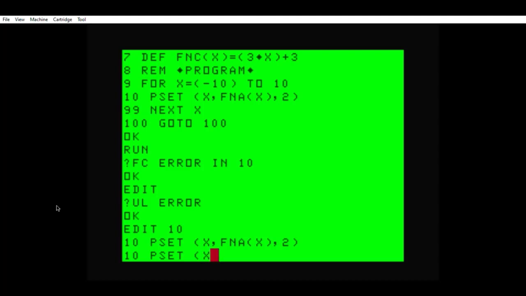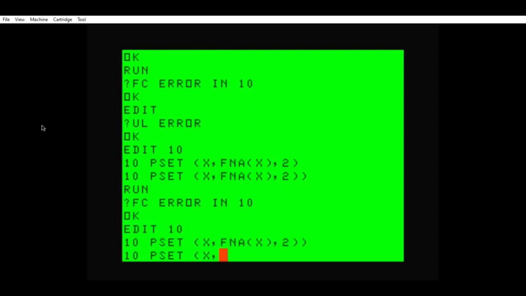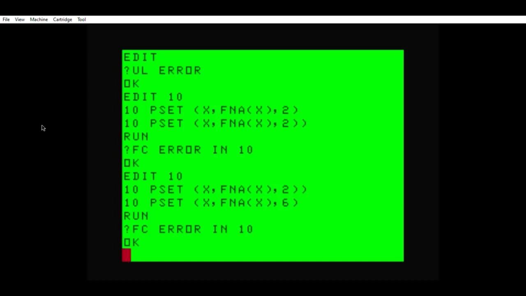X, comma, function A with its input of x, comma 2. Now I can't imagine what's wrong here, but I think I need another parenthesis. Nope. Now what could possibly be wrong there? Let me check this against something that I know works. Okay, I think the problem here is that I can't use 2 because we're in that second set of colors. So if I want cayenne, I'm going to have to change that to 6, and this should work. Still doesn't work.